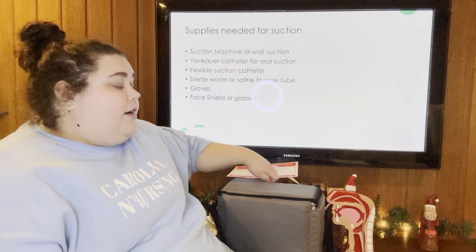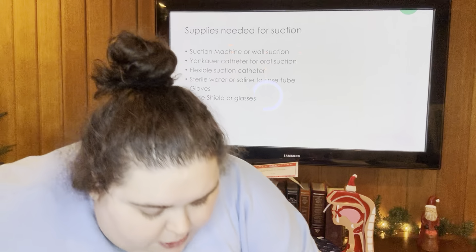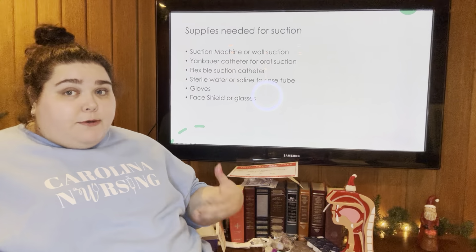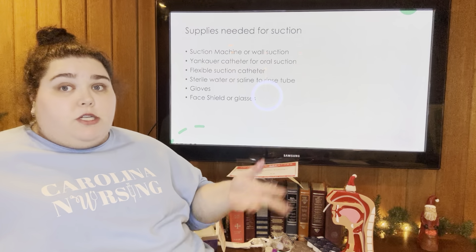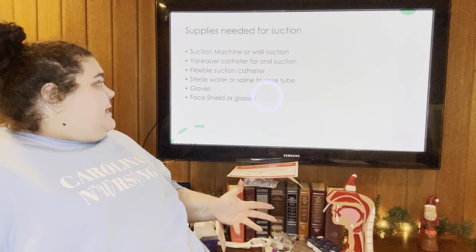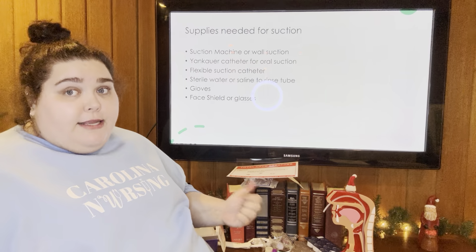But you have the canister where suction fills. You've got the tubing that we have kind of wrapped up inside the canister right now. And then you'd have the flexible suction catheter on the end. So that is our machine. In the hospital, we usually have that machine in the wall, so you don't have to have the same device.